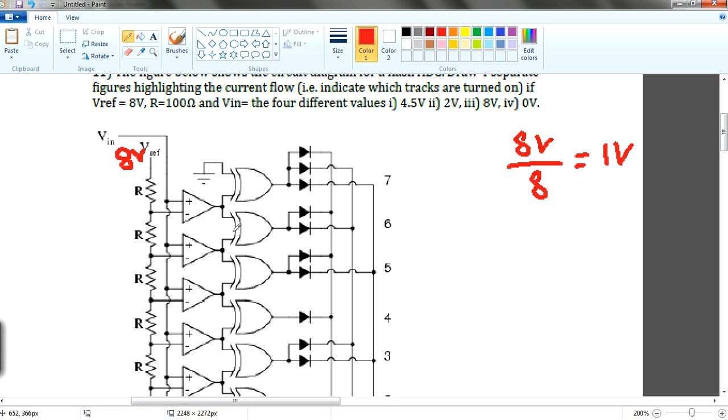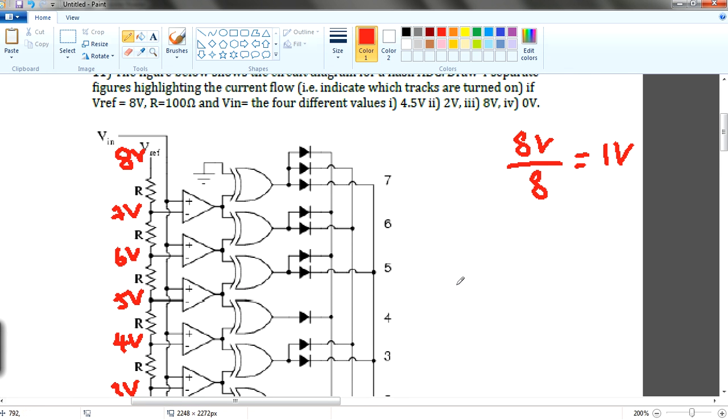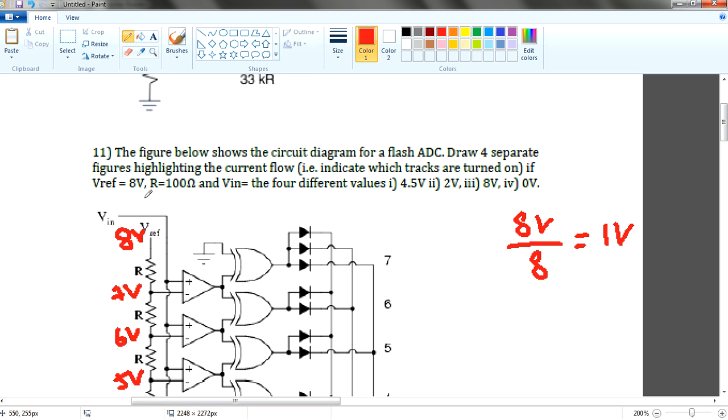So this is why if you divide by the resistors, across each resistor they have a different voltage. At this point you have 7 volt, at this point 6 volt, at this point 5 volt, then 4 volt, 3 volt, 2 volt, 1 volt, and finally you have 0 volts over here. So this is what is being plotted out. You have to already understand how things go.